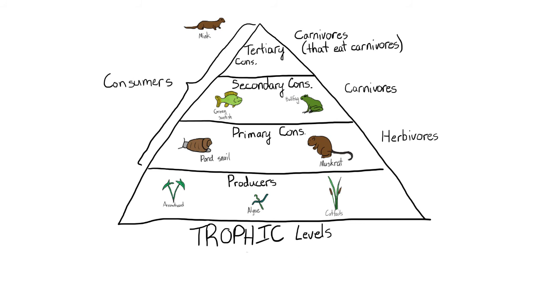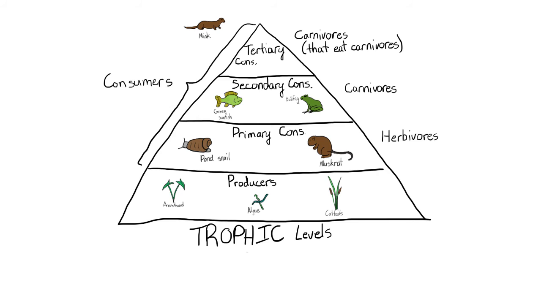So I could say, oh, this is a secondary consumer, and you would know, that's a carnivore that eats herbivores. I might say this is a primary consumer, and you would know, oh, okay, this is something that eats plants. This is an herbivore. This is nice to look at it this way. It's, of course, never this simple.